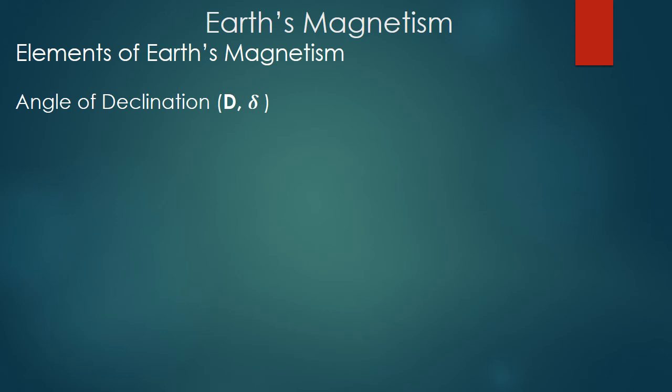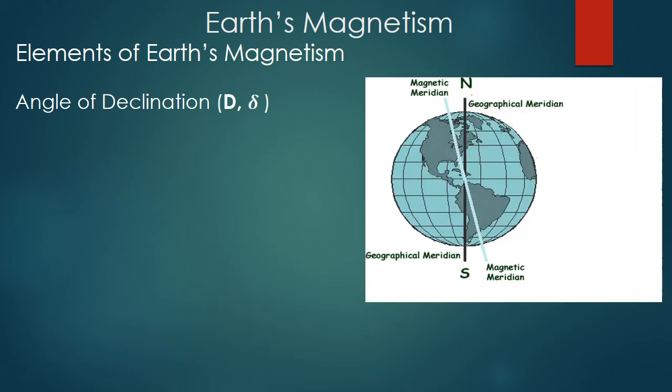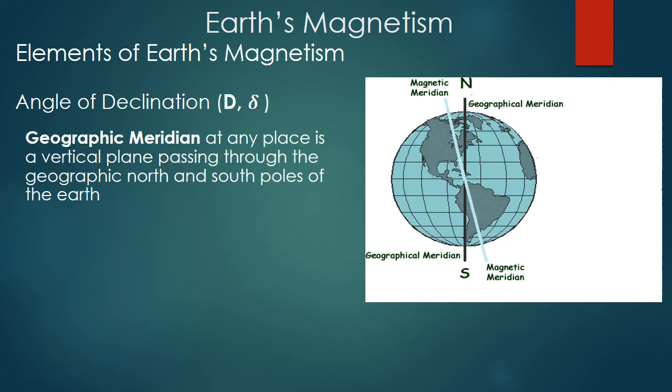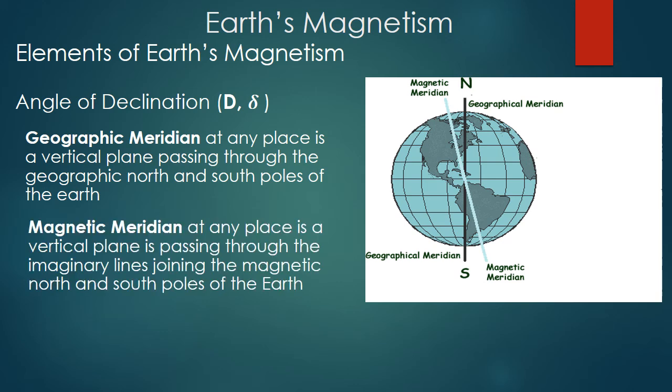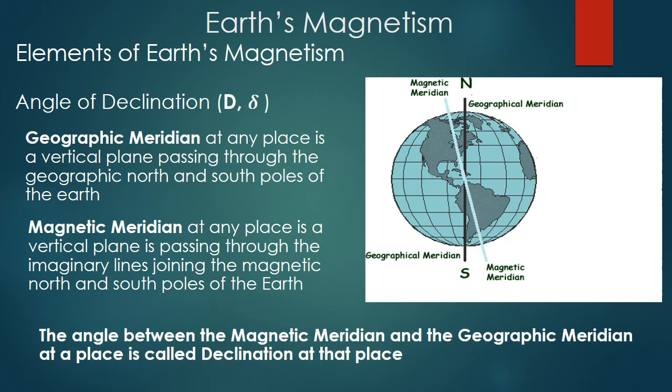First, we will discuss angle of declination. In the figure, you can see the two terms geographic meridian and magnetic meridian. Geographic meridian at a place is a vertical plane passing through the geographic north and south poles of the earth. Magnetic meridian is a vertical plane passing through the imaginary line joining the magnetic north and south poles of the earth. In the figure, you can see there is an angle between geographic meridian and magnetic meridian. The angle between magnetic meridian and geographic meridian is called declination.